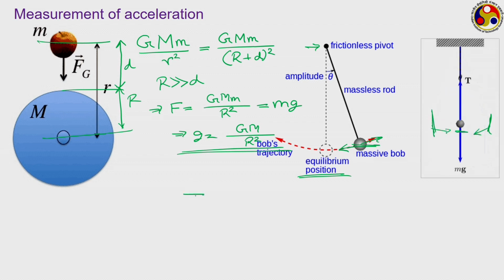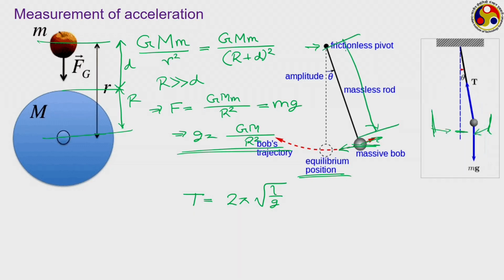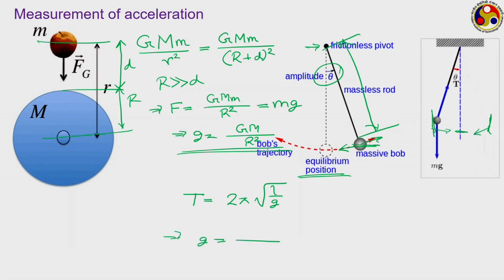We know that if T represents the time period of oscillation of this pendulum, then the simple relation is T = 2π√(L/g), where L is the length of this wire, that is, the straight line distance from the pivot to the center of the bob, and T is the time period of oscillation. Of course, this equation is valid when theta is very small, generally restricted to plus or minus 1 radian. So from there we get g = 4π²L/T².